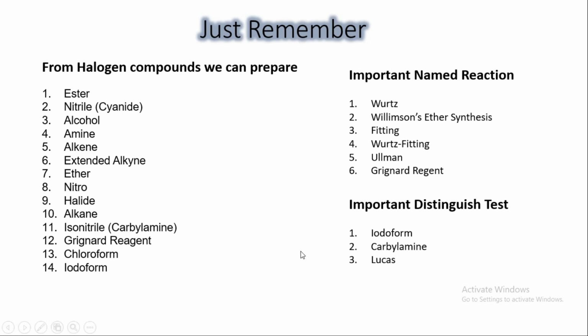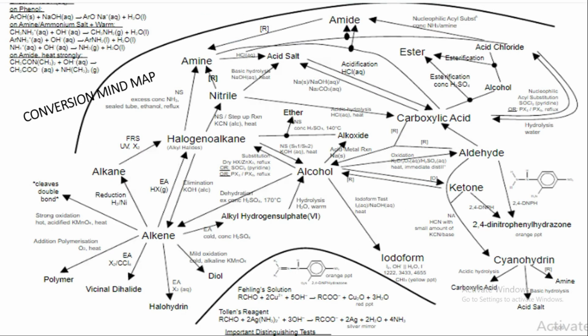Lucas, we have just seen the preparation in halides. ZnCl2 with HCl will identify primary, secondary and tertiary alcohol. That we will learn in the next chapter also. So friends, this is just a conversion map. Every day see this map, and after finishing all your chapters of organic chemistry go through it, so you will get a lot of ideas for getting conversions from one molecule to another molecule.